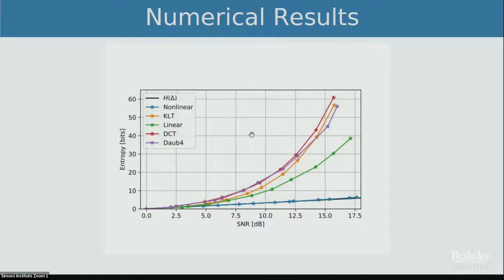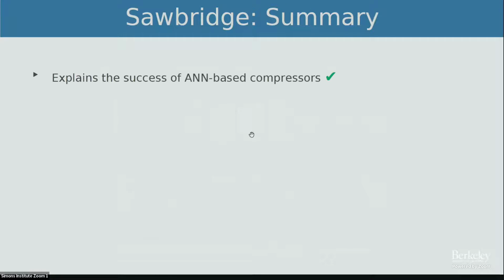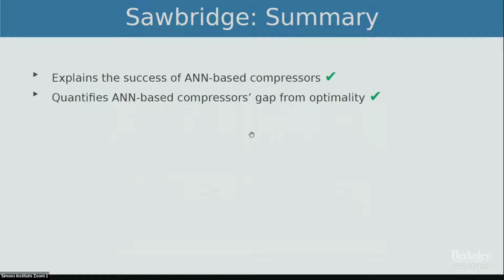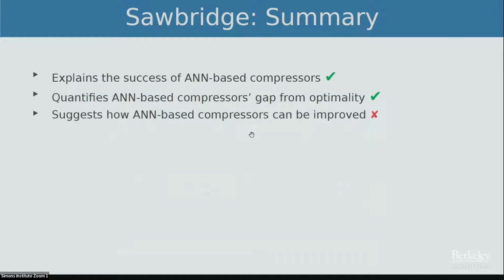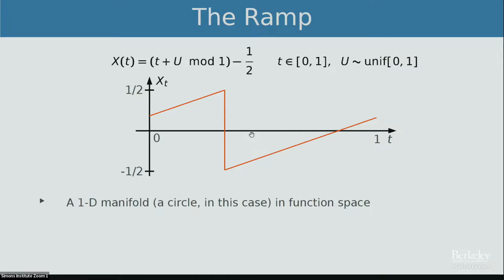And yeah, we find actually that wavelets don't really help much at all, but nonlinear approaches just blow everything else out of the water. Okay, so that's the Sawbridge part. The Sawbridge, simple as it is, can explain the success of nonlinear transforms. It does quantify their gap from optimality, 0. Given that it's 0, they don't speak to how to improve the network because there's nothing to improve. But that takes us to the ramp. So let's move on to the second example.